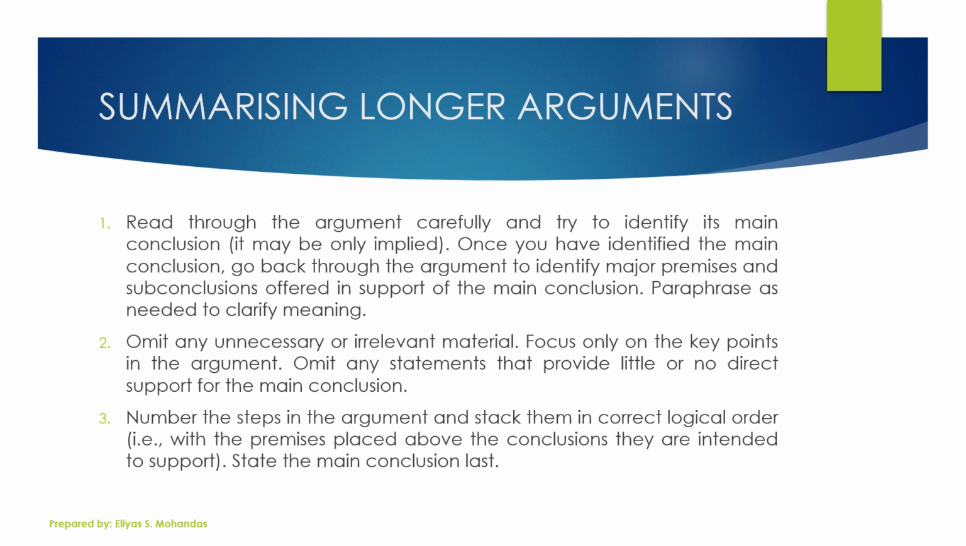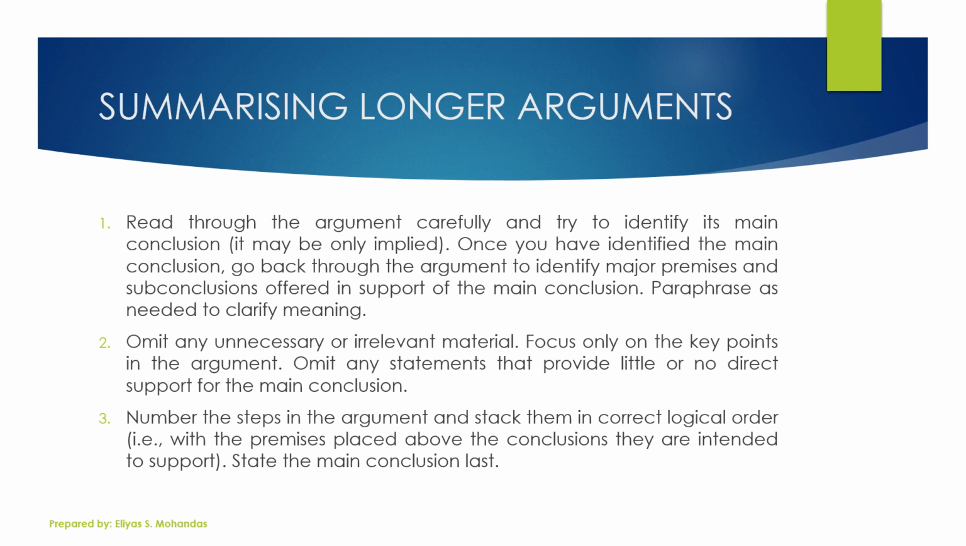Number one, read through the argument carefully and try to identify its main conclusion. It may be only implied. Once you have identified the main conclusion, go back through the argument to identify major premises and sub-conclusions offered in support of the main conclusion. Paraphrase as needed to clarify meaning. Number two, omit any unnecessary or irrelevant material. Focus only on the key points in the argument. Omit any statements that provide little or no direct support for the main conclusion.